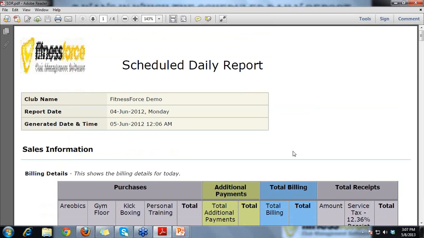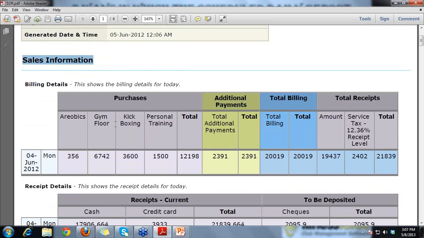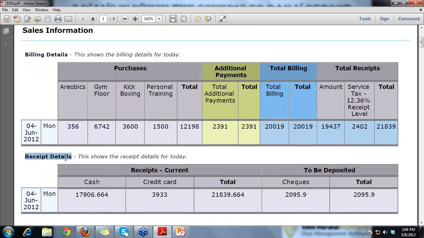This is the scheduled daily report which you receive on your email ID, and this is in PDF format. Now to start with, the first information you see is the sales information. In your sales information, it shows you detail about your bills as well as your receipt. Now bill is basically your total sales done in your club, and receipt is the amount you have actually received for that sale. For example, now let's have a check in the billing details.